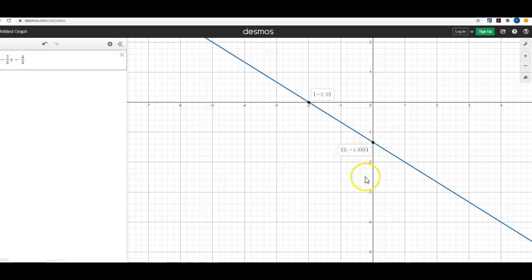So again, you can either use Desmos or the graphing calculator. And we're only going to be using that to be able to look at particular graphs on some of our exercises.